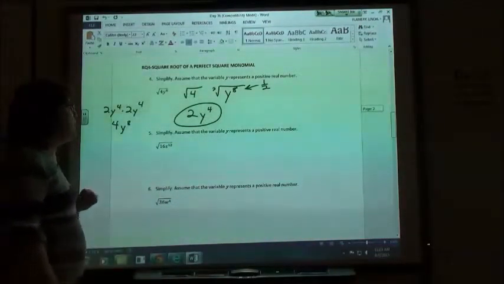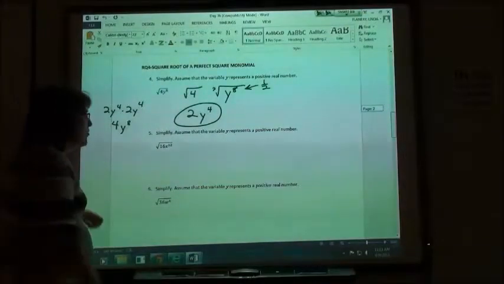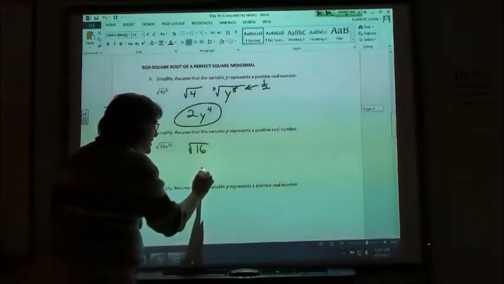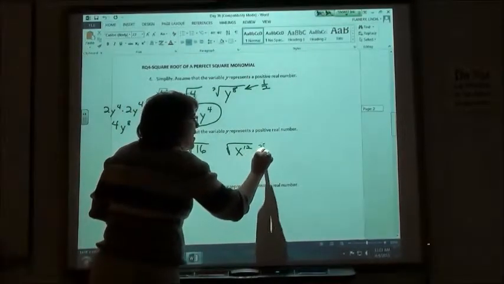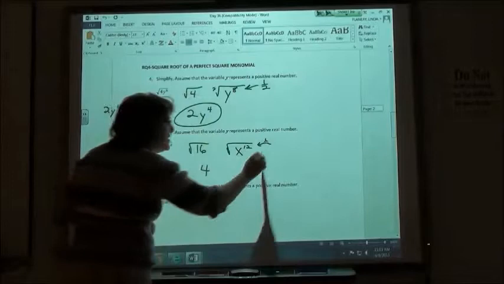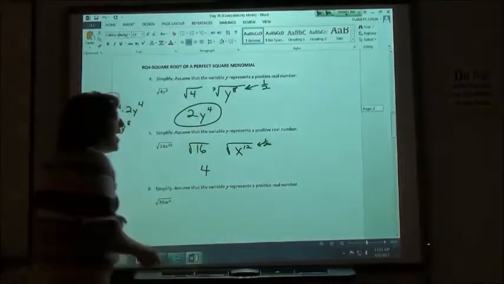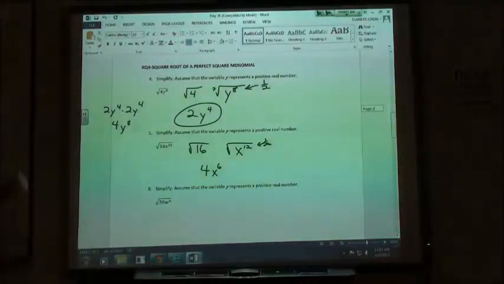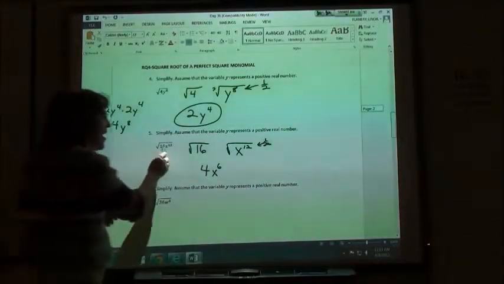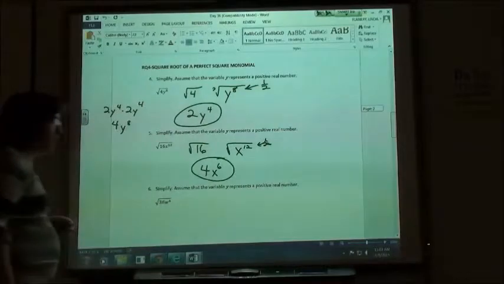So if I'm going to do the square root of 16x to the 12th, I'm doing the square root of 16 is 4. The square root of x to the 12th, I do half of my exponents. You can almost read that's a 2. Half of 12 is 6. If I took 4x to the 6th times 4x to the 6th, I get 16x to the 12th.